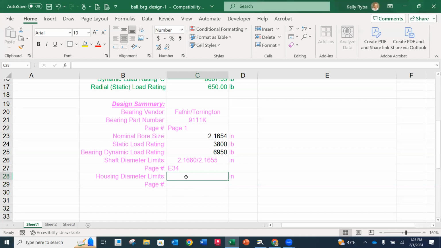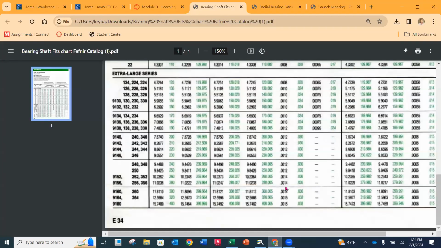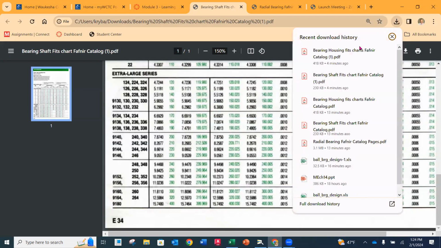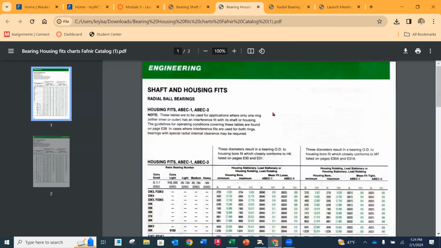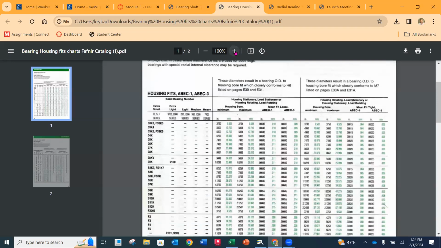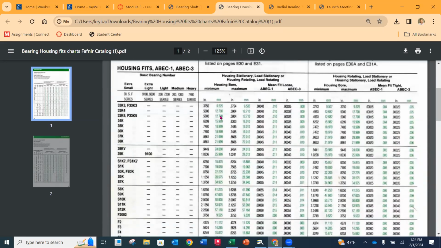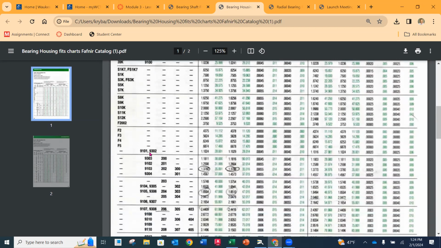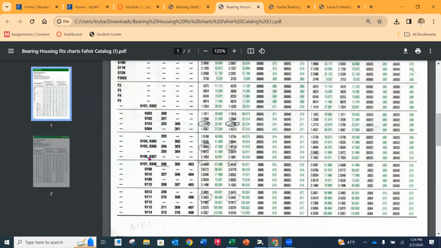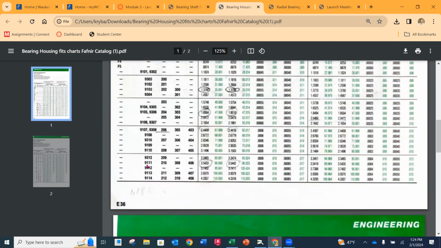Now we're going to go to the housing diameter. So that outer race has to get pressed into a housing. So we're going to go back over here, and this time we're going to look at the other download that we did, the bearing housing fits, and it's a very similar sheet, but this time it's housing fits on the side, on the top. So I'm going to zoom in one more time. Now this one we read a little different. This one we want to find our 9100 series. That's the extra light column going down here, and we want to find the actual number. So we want to find 9111.